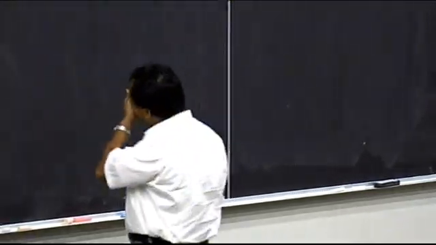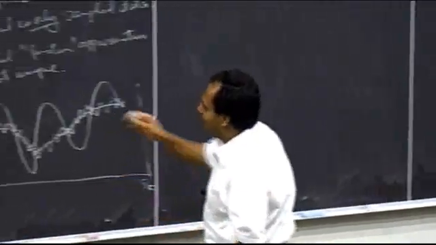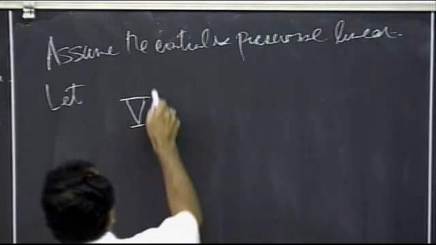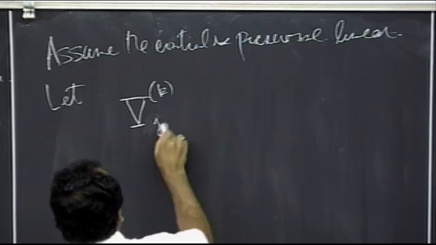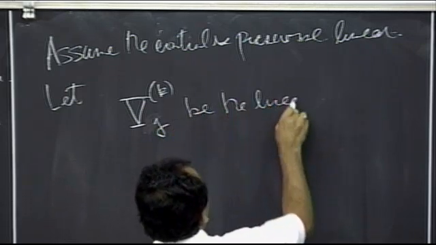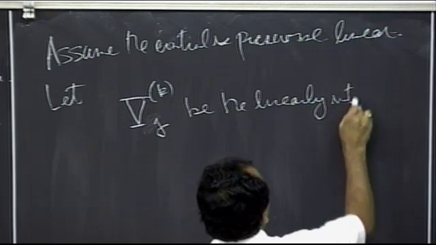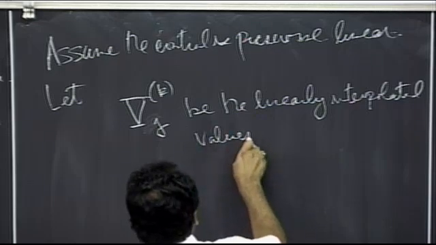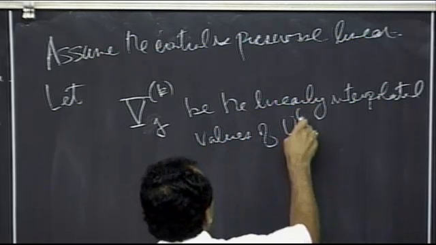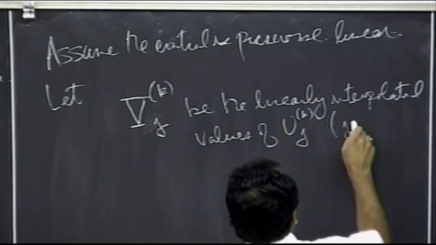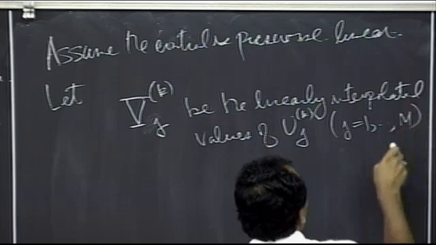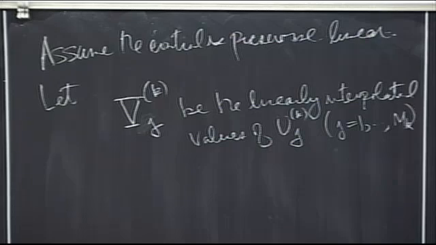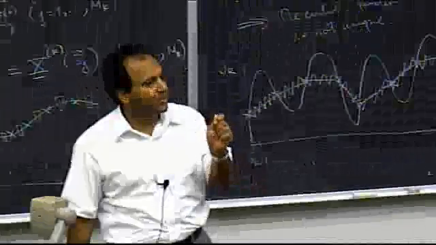So now, we've done that. Now I say let V sub k, j be the linearly interpolated values of u k where j goes from 1 up to m sub k. All right? So now I've interpolated these values to the new grid. Now what can I do? Now I have a way of being able to actually do a comparison, right?